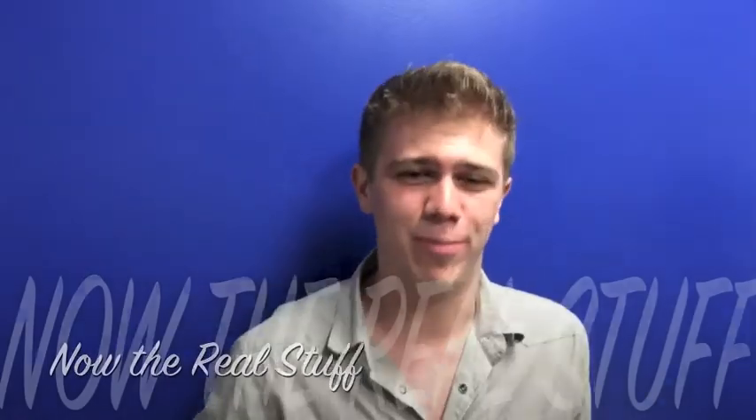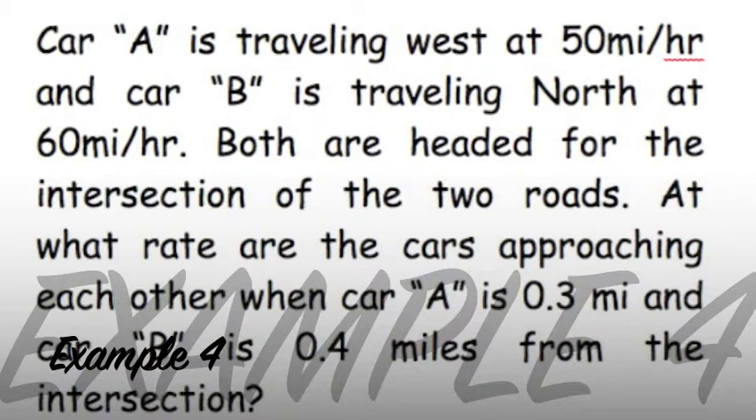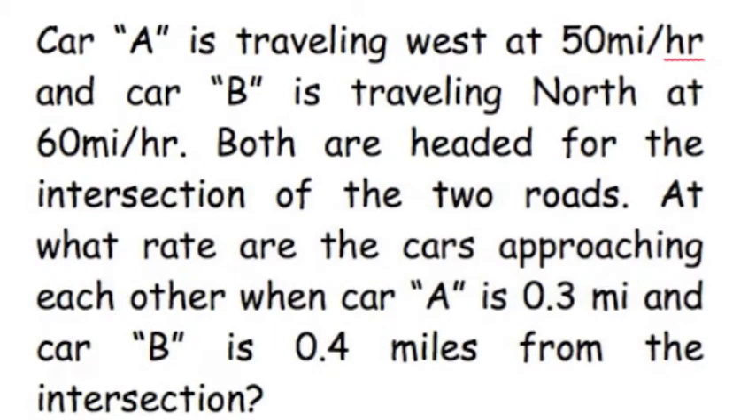So here's the problem. Car A is traveling west at 50 miles an hour and car B is traveling north at 60 miles an hour. Both are headed for the intersection of the two roads. At what rate are the cars approaching each other when car A is 0.3 miles and car B is 0.4 miles from the intersection?